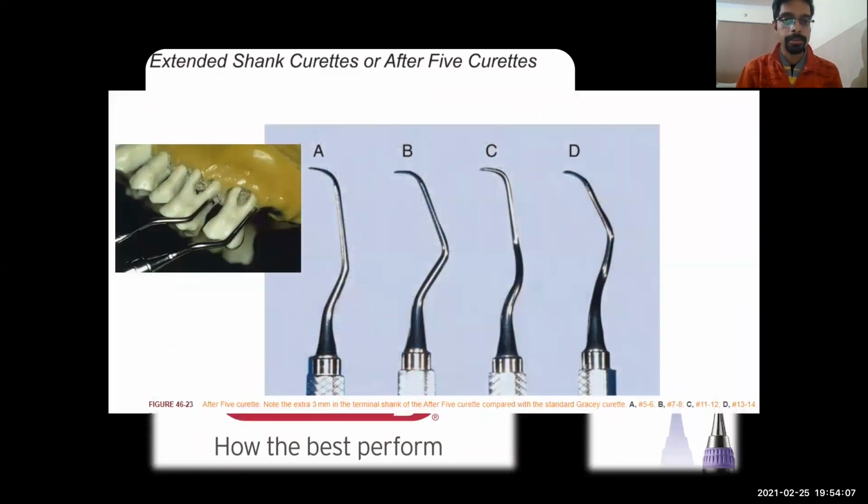These are the examples of After Five curettes or the extended shank curette. So see, in this, the normal Gracey curette can reach till here, and this extended shank, because of the longer shank, can reach very deep into the pocket.